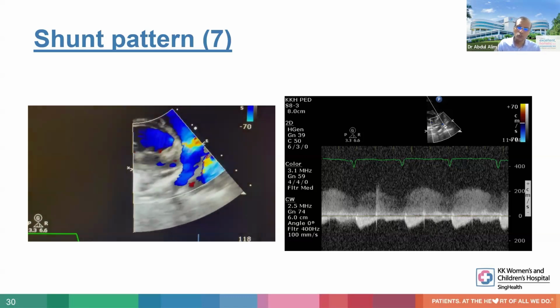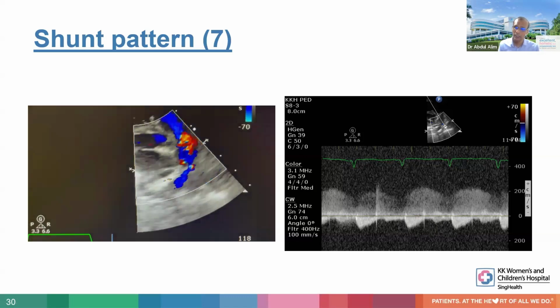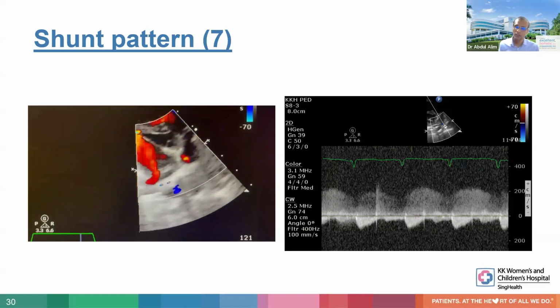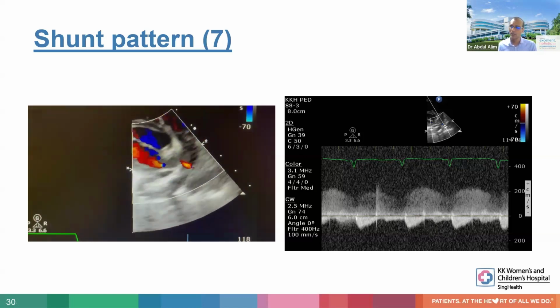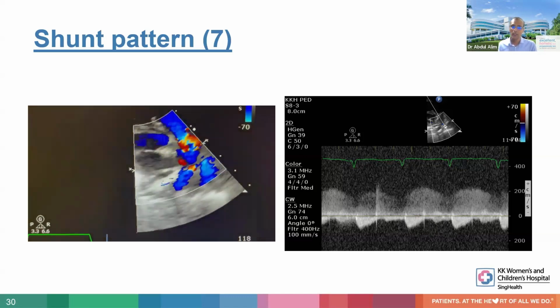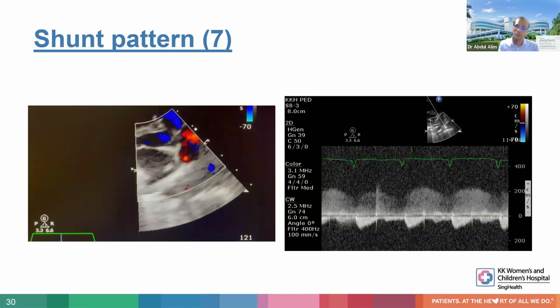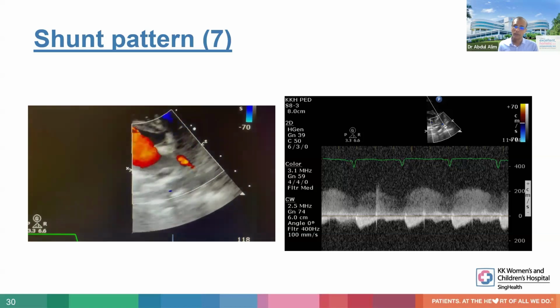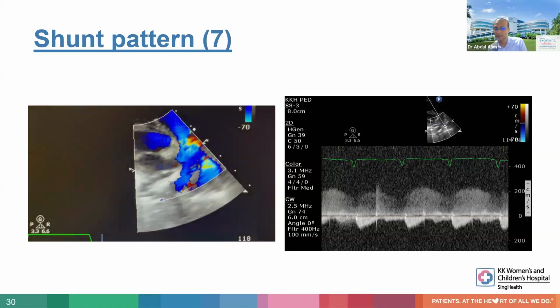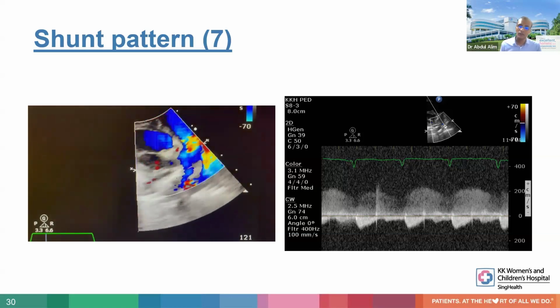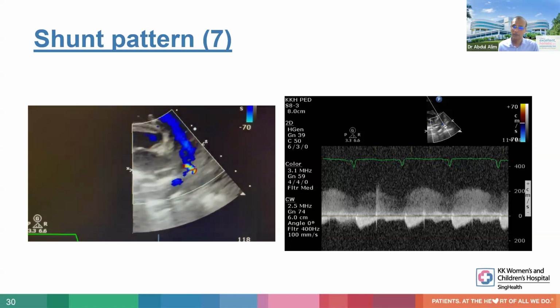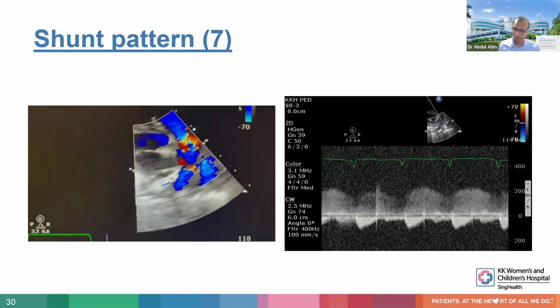So it's quite useful to assess the shunt in the PDA, and Doppler assessment of the shunt gives a lot of value. One, it gives the hemodynamic significance. Two, it gives an indirect estimation of the pulmonary pressures, especially if you know the simultaneous aortic pressure from the arterial line, we can almost get a real-time estimation of the pulmonary pressures.